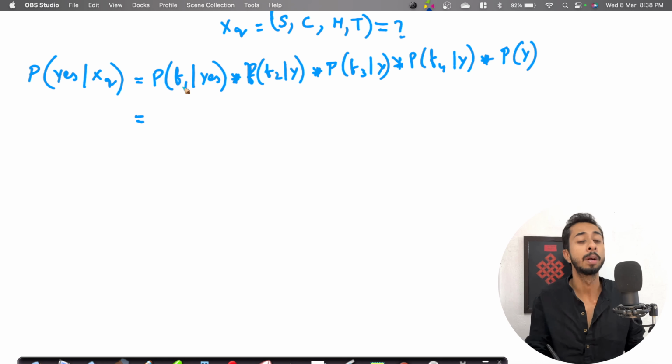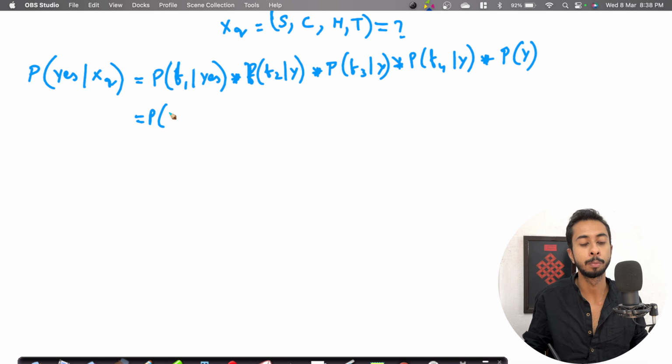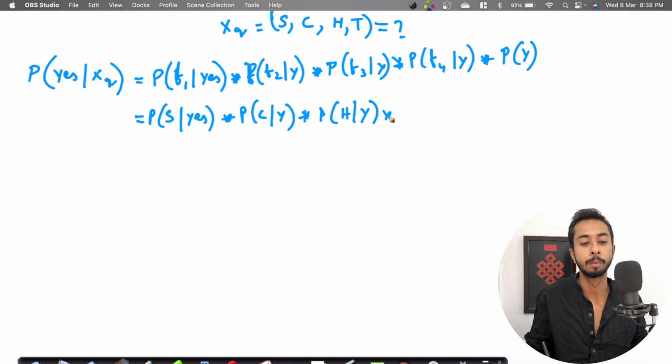Now tell me, what is probability of f1 given yes? F1 here is sunny, right? I'll just write it. So this is basically probability of sunny given yes. This is probability of cool given yes. This is probability of high humidity given yes. Probability of true given yes, wind is true, and probability of yes.